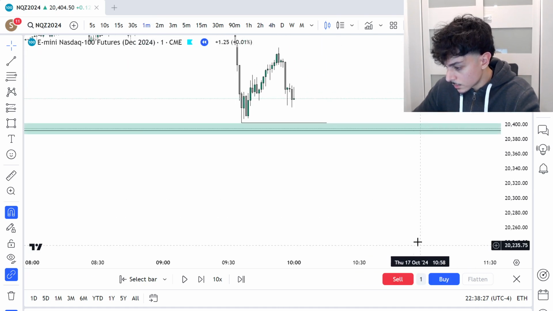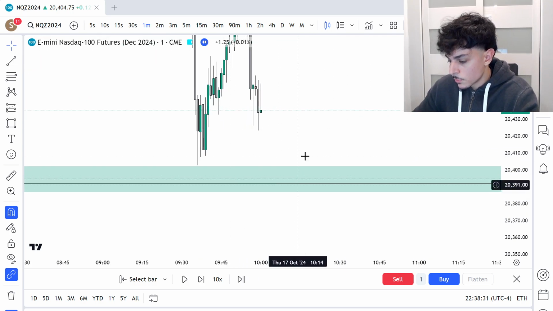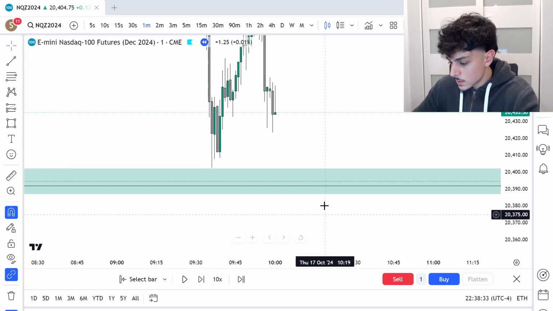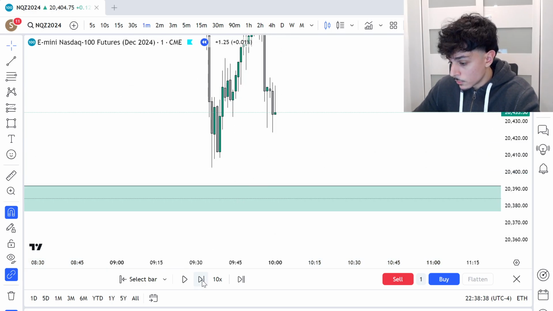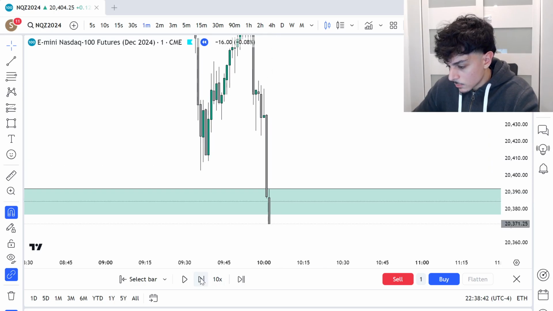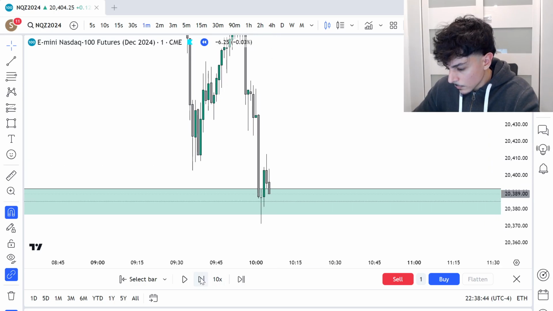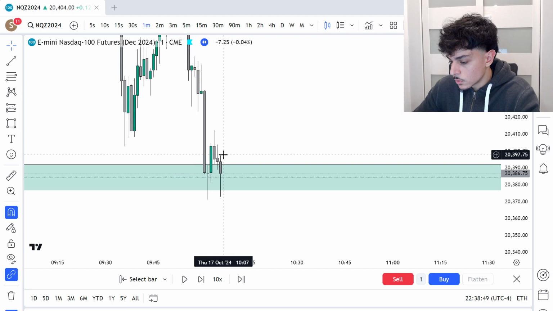So we did not even tap that level yet, but I know that I can expect some sort of reversal from that level. So this is exactly the level where I want to be looking to play an inversion setup to the upside. Right here you can see we tapped that level perfectly, and at that point I'm looking for any confirmation to go long from.